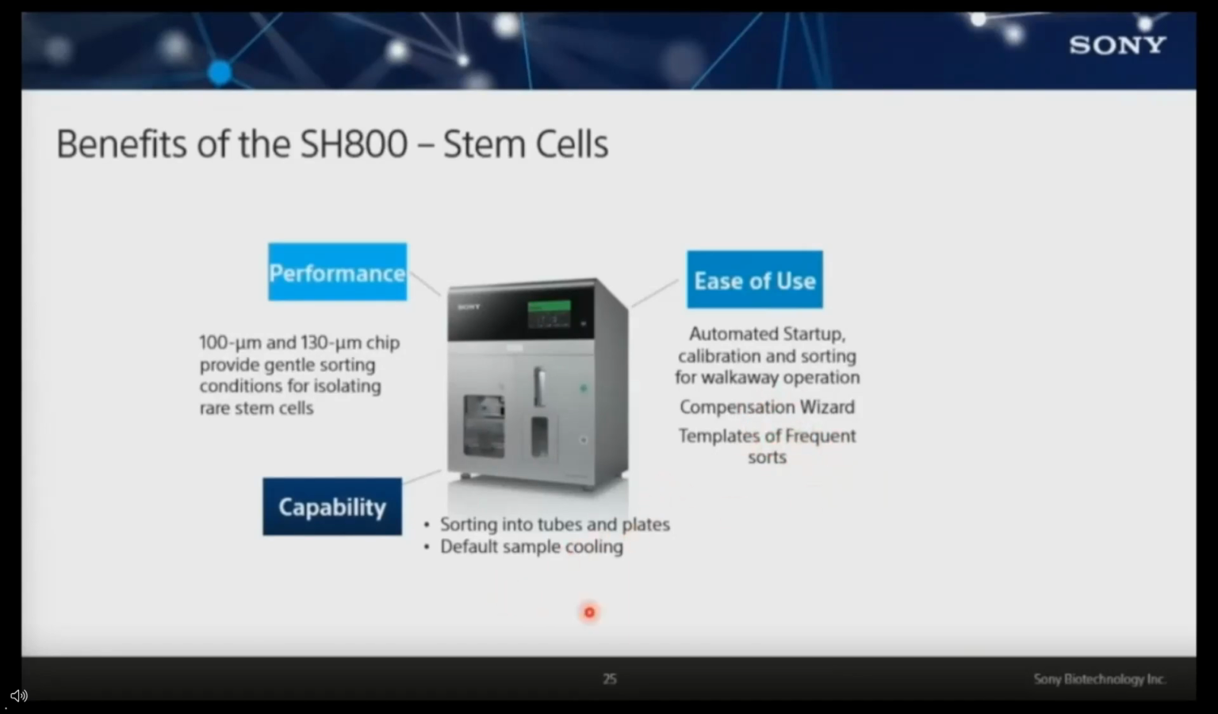Capability, again, the variety of nozzles, sorting into tubes or plates. Sometimes you need to do both throughout the whole process. You initially isolate cells, then you grow and differentiate, and now you want to sequence and you use those plates. Again, sample cooling is a must. Performance, the system gives you that flexibility of maybe an ultra gentle 130 micron chip or speed with a 100 micron chip. The main point, I think, is you have flexibility in how you use the SH800.